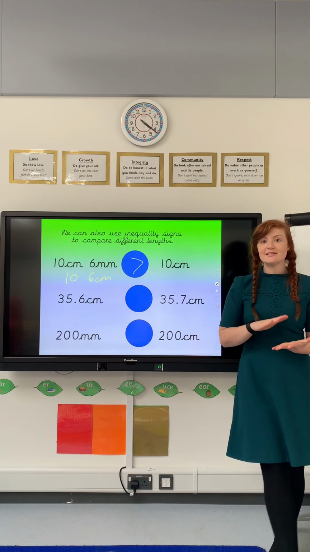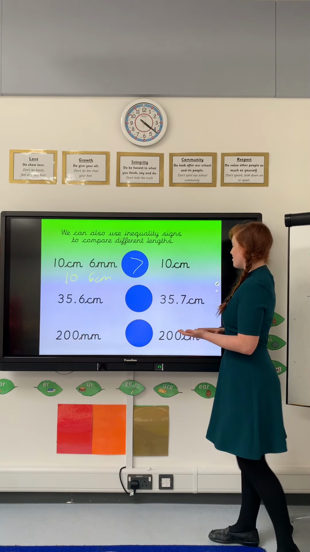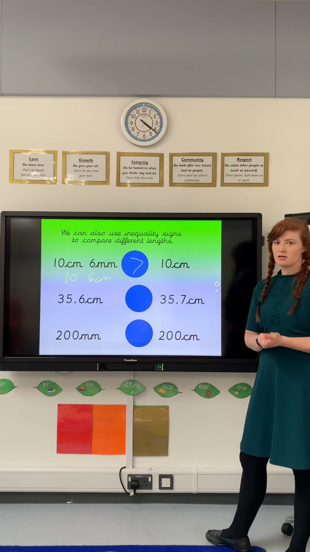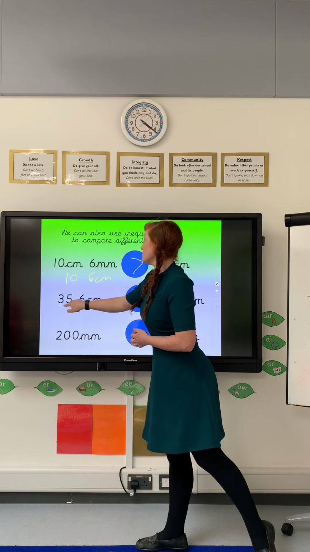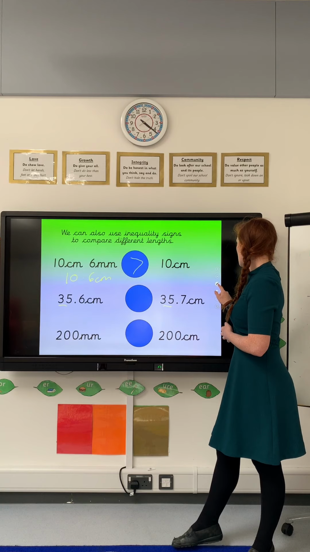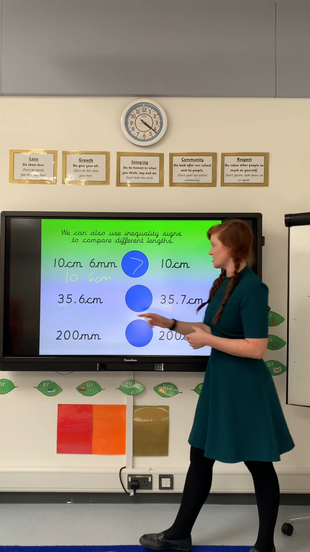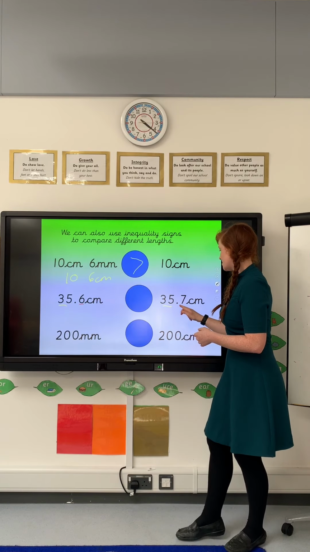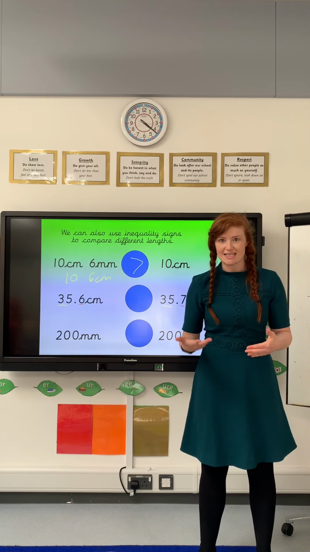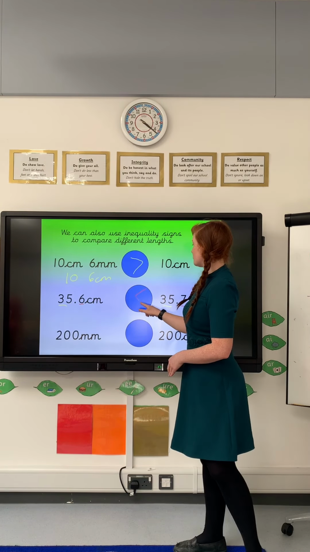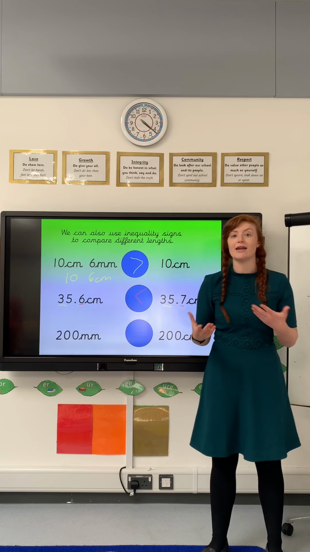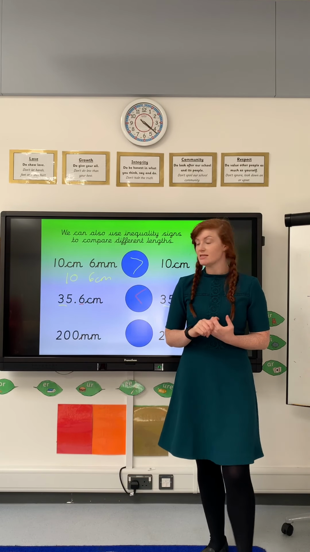Then I've got 35.6 centimetres and 35.7 centimetres. The 35 is the same in both. The bit we need to look at is the number after the decimal point. So that's 6 and that's 7. I know that 7 is more than 6. Therefore, I know that 35.7 centimetres is more than 35.6 centimetres.